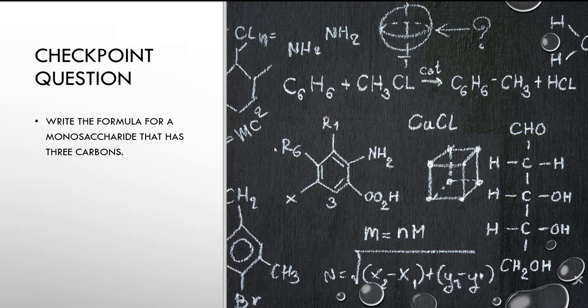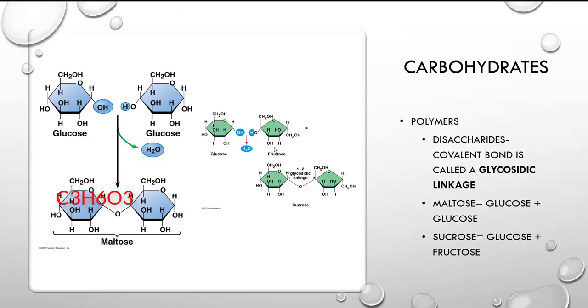Okay, so here is a checkpoint question for you. Go ahead and write the formula for a monosaccharide that has 3 carbons. Okay. So remember, with our monosaccharides, they fall under the same general ratio of carbons to hydrogens to oxygens. So if we have 3 carbons, how many hydrogens will we have? So we have twice as many, so that would be 6 hydrogens, and then 3 oxygens. So C3H6O3 would be the chemical formula.